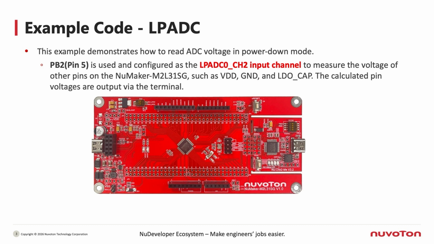This example runs on the NuMicro M2L31 SG development board, and it builds directly on the concept we just introduced. In this demo, we configure PB2, which is pin 5, as low power ADC 0 channel 2. This pin is used to measure the voltage at different test points on the development board. Once the voltage is sampled by the low power ADC, the conversion results are then sent out through low power UART and displayed on the terminal. So you can clearly see the measured voltage values, even while the system is operating in low power mode.